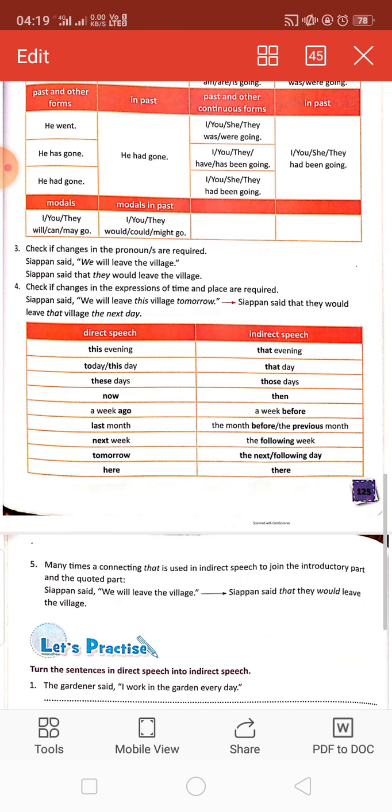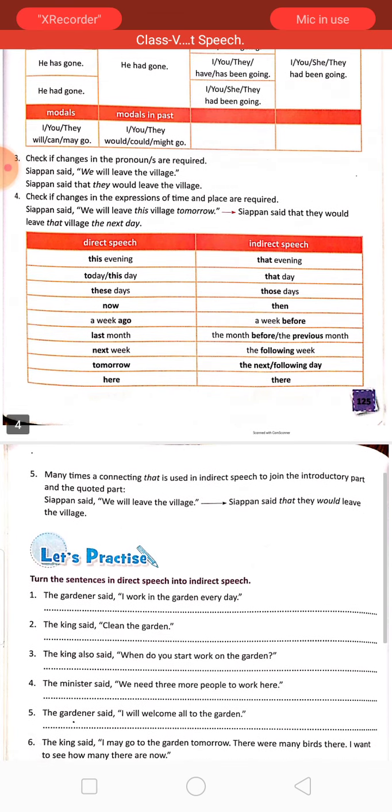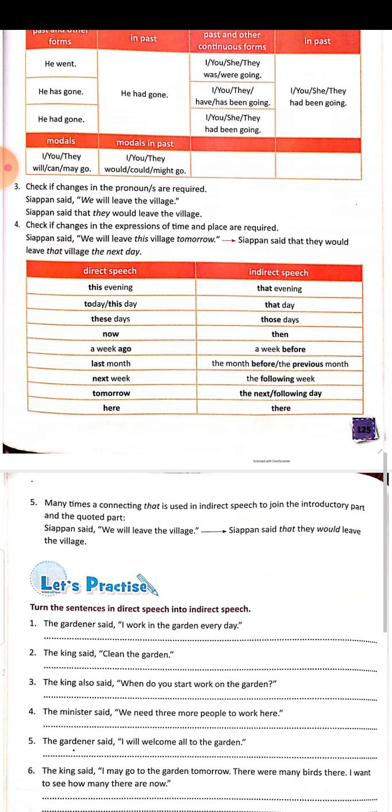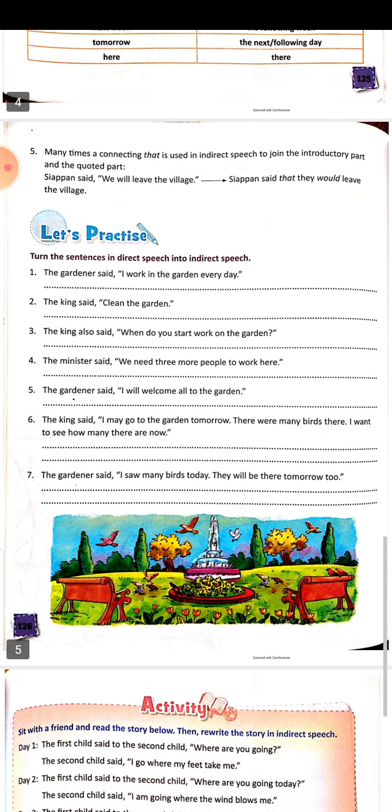Next, direct speech: this evening; indirect speech, we have to write that evening. Today, this one you have to learn. This part you have to learn because you have to remember it when you are writing. Today or this day will be that day, these days will be those days, now becomes then, a week ago becomes a week before, last month becomes the month before or the previous month, next week becomes the following week, tomorrow becomes the next or following day, here becomes there.